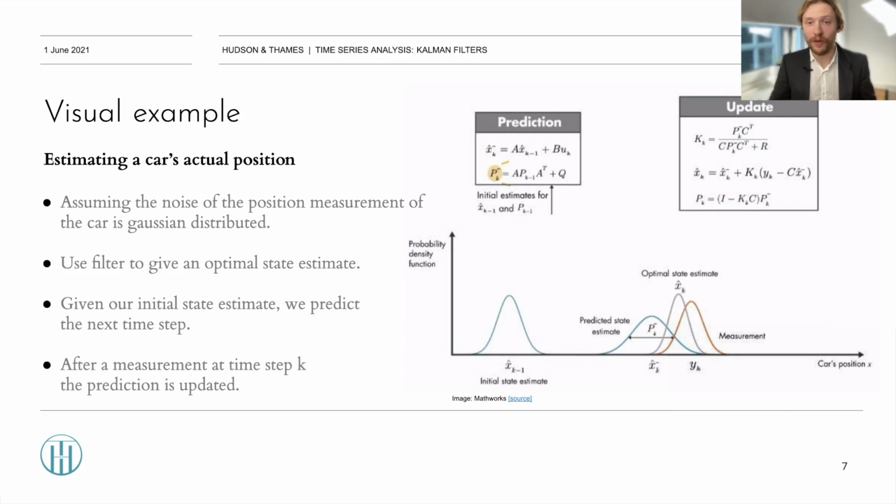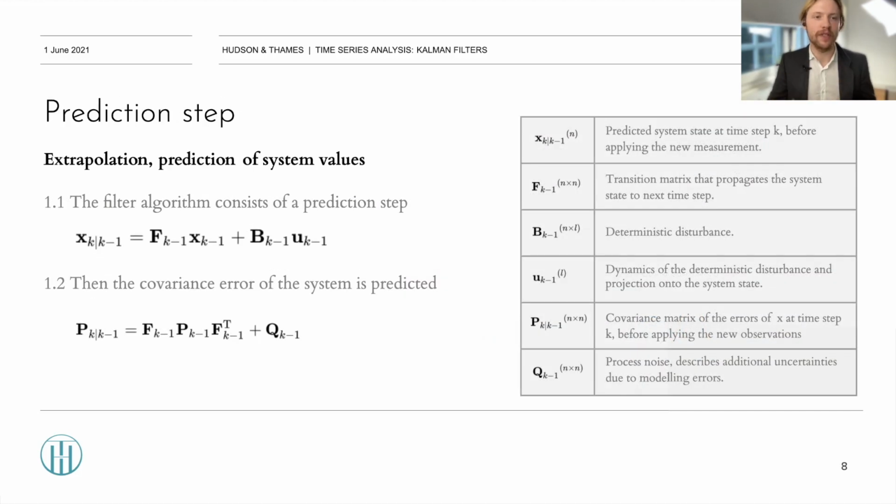So I now hope you have a small intuition of what the Kalman filter does. Given our predicted state and our measurement, we estimate its current state. So let's get deeper into the steps of the algorithm. At first we're going to talk about the prediction step and then the correction step or updating step.